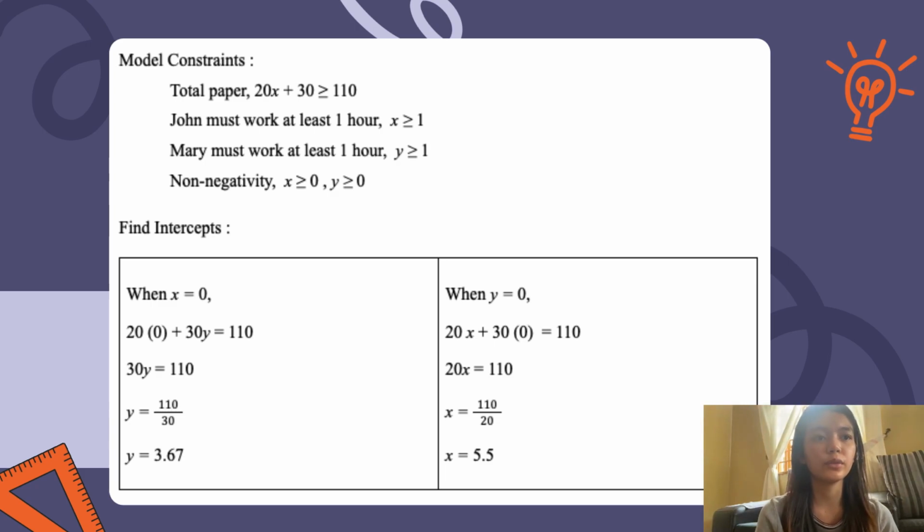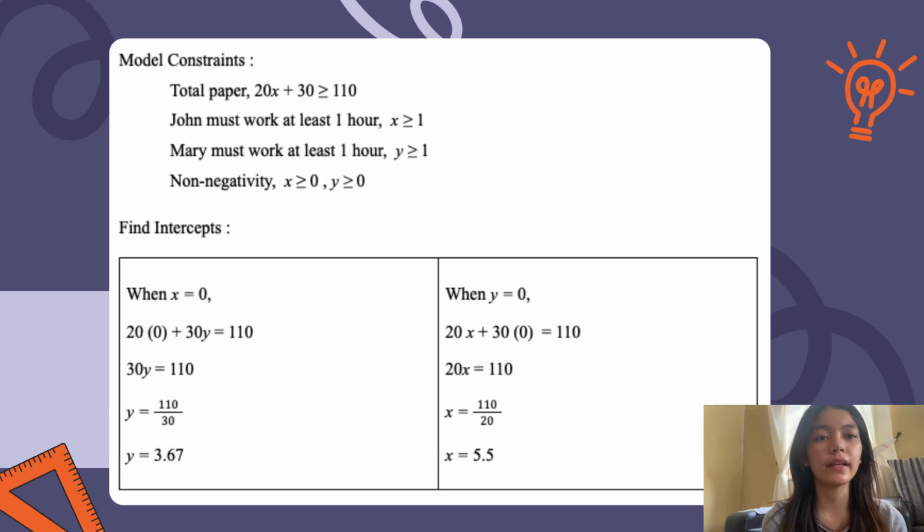Now we move on to the constraints. The first constraint is based on the number of papers graded. John can grade 20 papers per hour and Mary can grade 30 papers per hour. So 20x plus 30y must be greater than or equal to 110. The second constraint is that both workers must work at least 1 hour. So x is greater than or equal to 1 and y is also greater than or equal to 1.